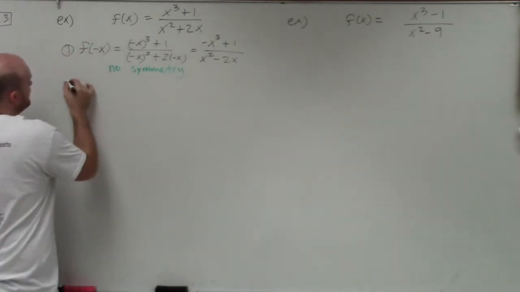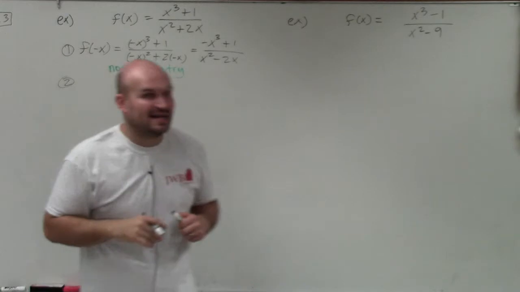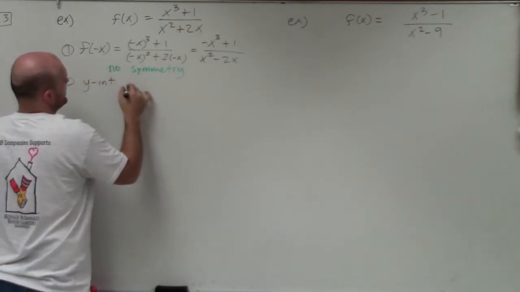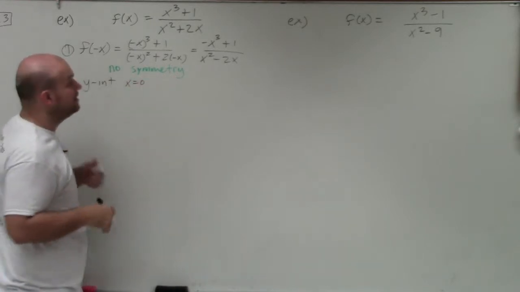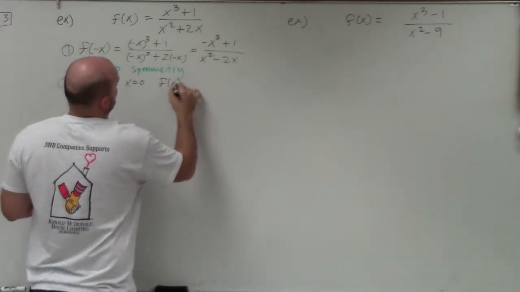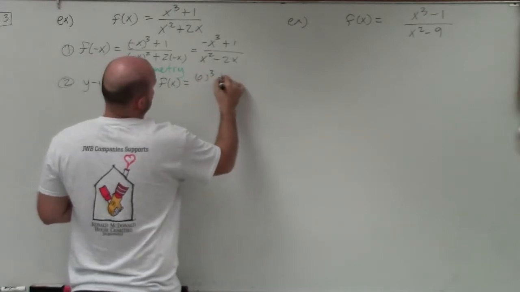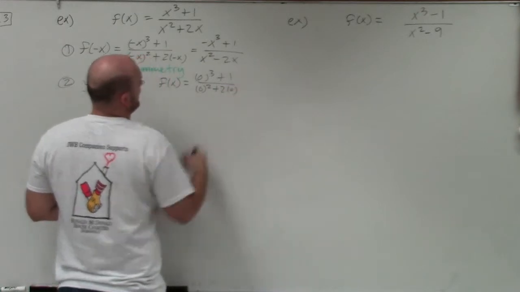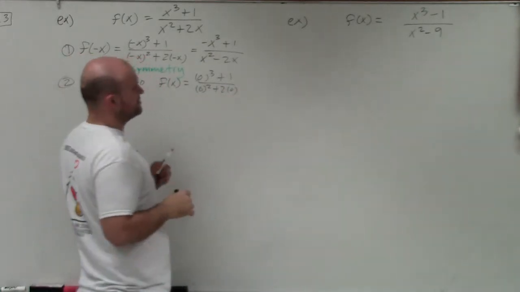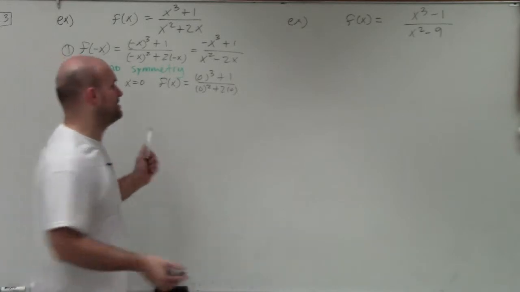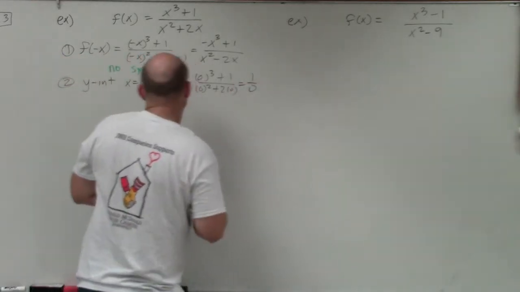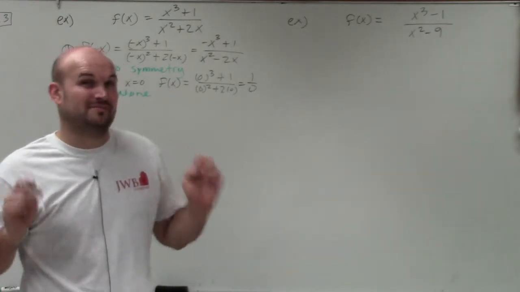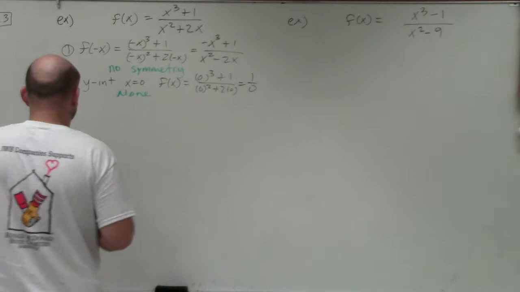All right, next thing we're going to want to do is identify the x and the y intercepts. So to identify the y-intercept, basically all we're going to do is replace x with 0. So therefore, we have f of x equals 0 cubed plus 1 over 0 squared plus 2 times 0. Therefore, when I multiply 0 squared plus 2 times 0, you can see that I'm going to have 0 in my denominator. So it's 1 over 0. So you cannot divide by 0. So therefore, there is no y-intercept. That means this graph does not cross the y-axis.